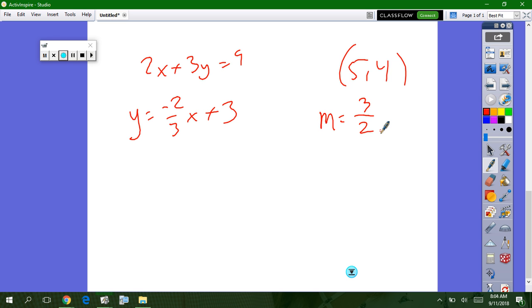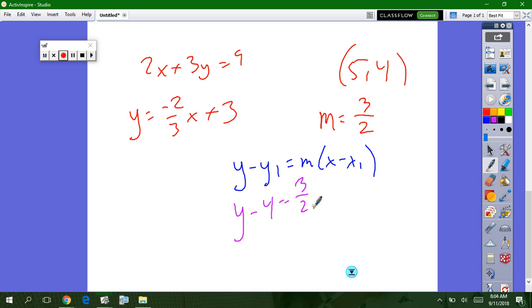So Brittany, once again, since you asked, I have a slope and a point. What am I going to use? Point slope. Does that make sense? Okay. So once again, that's y minus y1 equals slope times x minus x1. Okay. Now it's just a plug and chug again, correct? y minus 4 equals 3/2 x minus 5. Distribute it through.